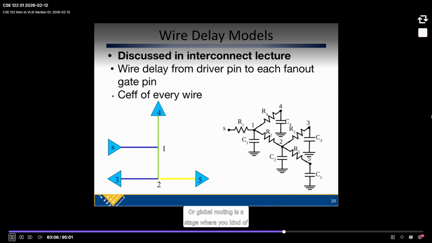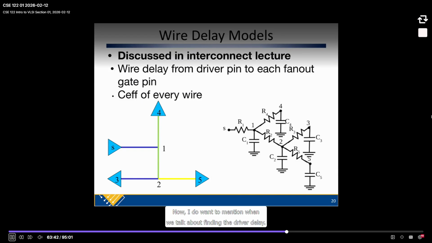Or global routing is a stage where you kind of do the general region it goes through, so you might have a better estimate there. Or in detailed routing, you might actually know it goes through these particular layers, this direction, this many vias. You have a more detailed view. But in all those cases, you have a graph like this, and you compute the delay. And it's generally for optimization, I mentioned the incremental stuff, they use something very close to Elmore delay, because it's very fast and it's reasonable. For more accuracy, you can do higher order models, but that's kind of an option.